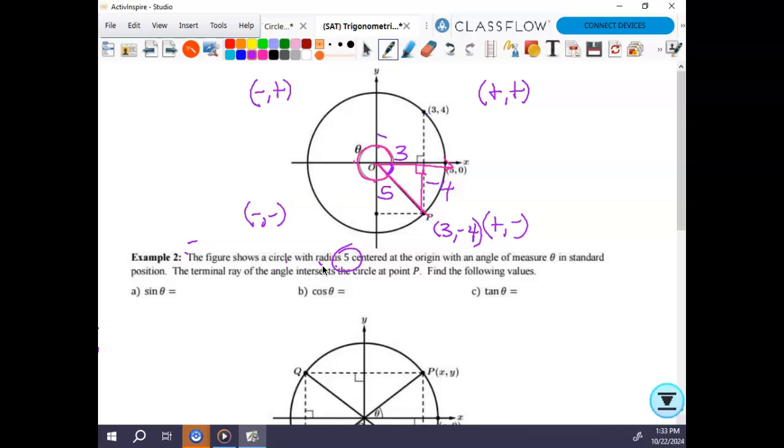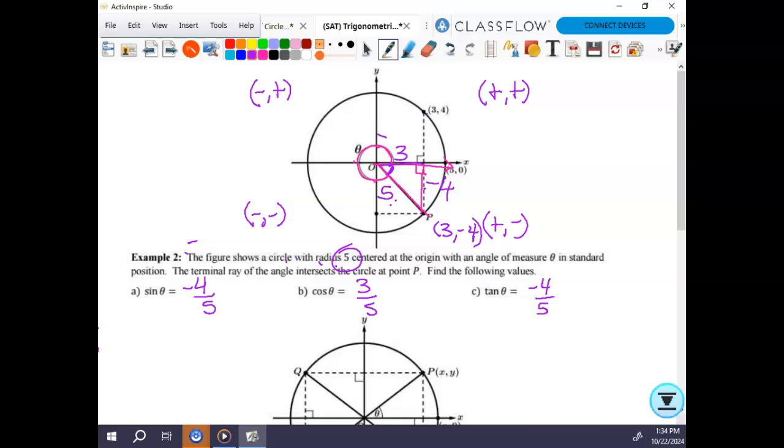And so then we are asked for sine, cosine, and tangent. So sine, remember, is the y value over the radius, or opposite over hypotenuse. So we have negative 4/5. Then cosine, which would be adjacent, or x over r, 3/5. And tangent, opposite over adjacent, or y over x, which is negative 4/3. Okay. Everybody okay with all that so far?